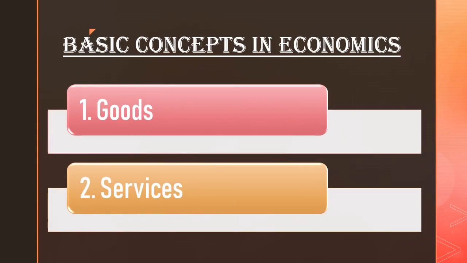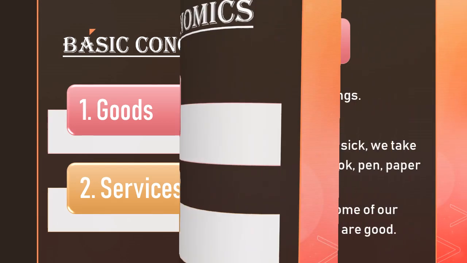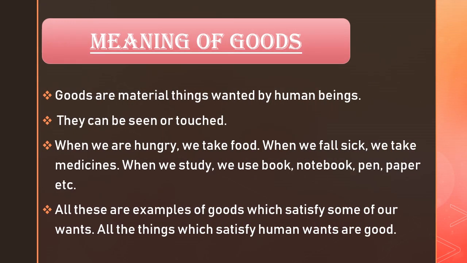So the next concept of today's video is basic terminology used in economics, that is goods and services. Let's start with the term goods. Goods are material things wanted by human beings. Why are they wanted? Let me clear it up. Goods are items that satisfy human wants and needs and provide utility, meaning usage.